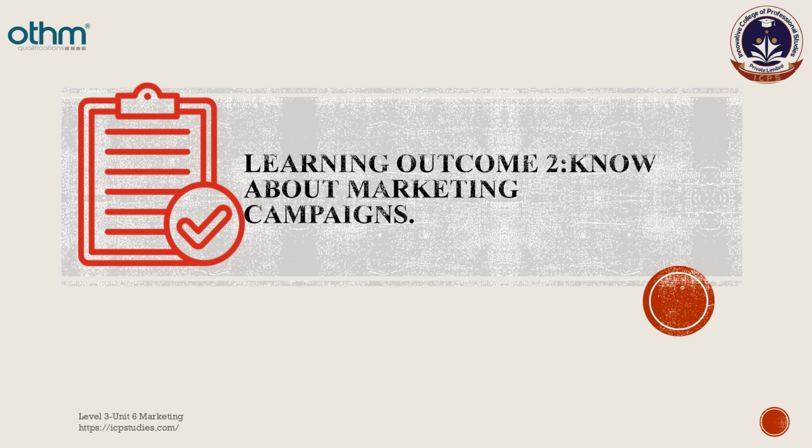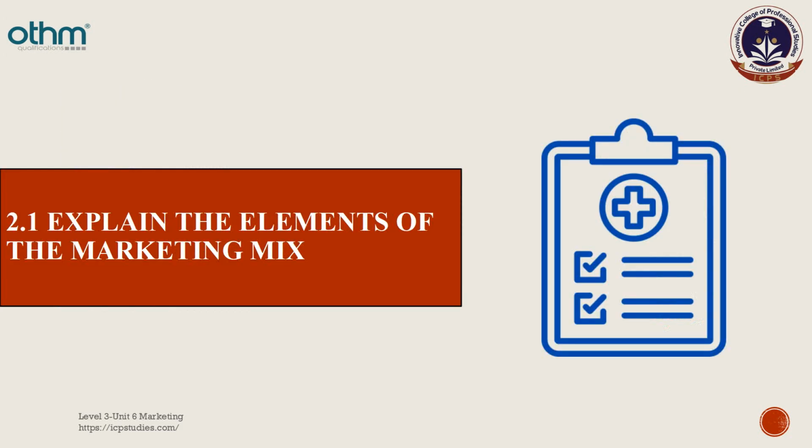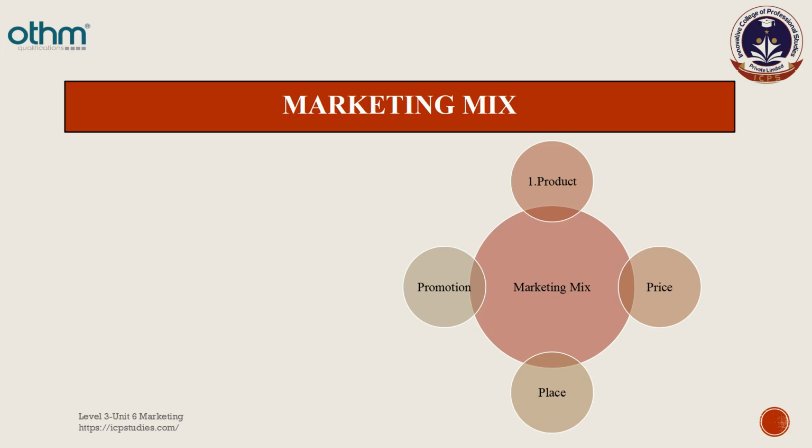Then we have the second learning outcome, which is about knowing the different marketing campaigns. The first assessment criteria is to explain the elements of the marketing mix. So now I am trying to explain the marketing mix to you. We have four P's in the marketing mix. The first is product, then we have price, then we have place, and then we have promotion.